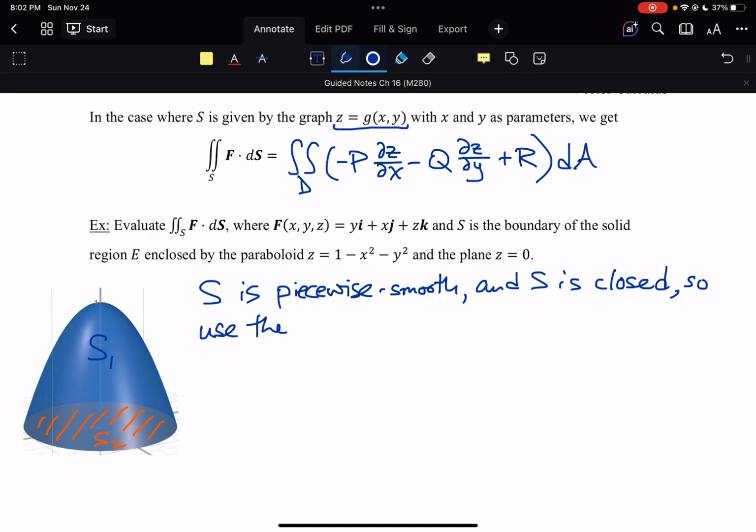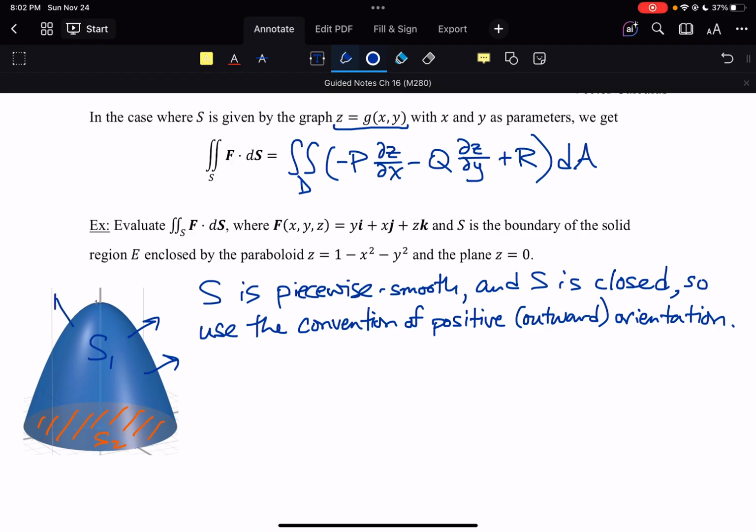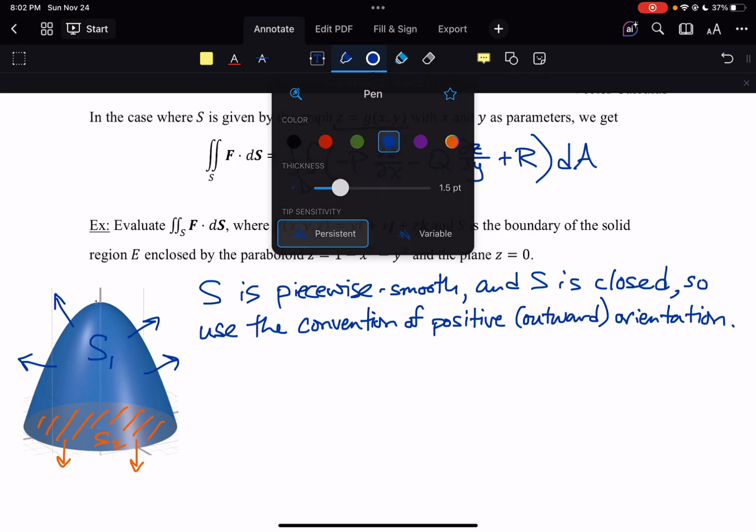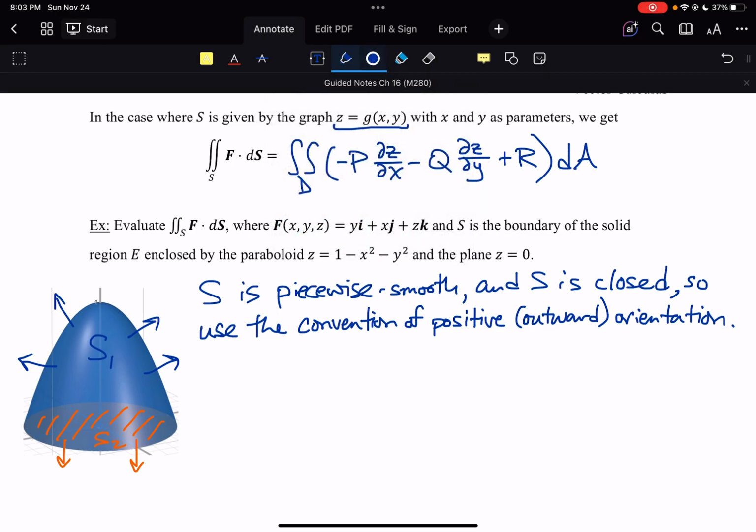So use the convention of positive or outward orientation. In other words, all of our normal vectors are going to be coming outward, and same thing down here. Any normal vectors that we have are going to be pointed downward. So just moving out away from the origin, externally of the surface.